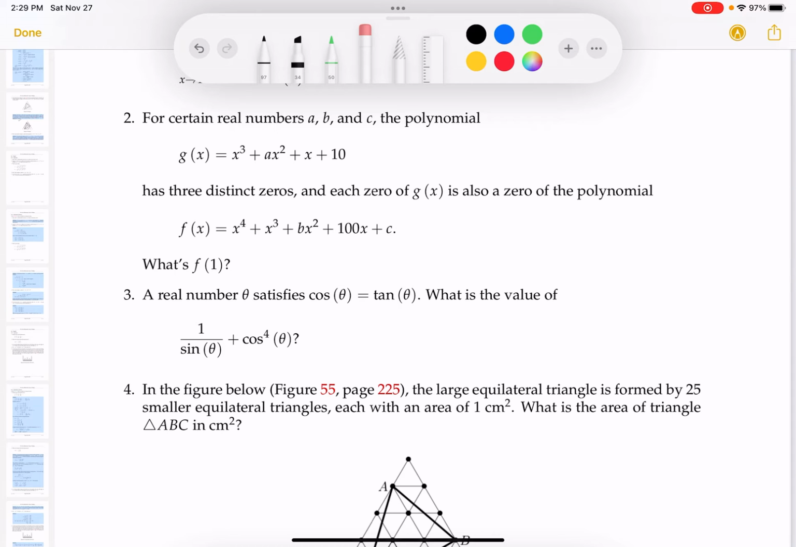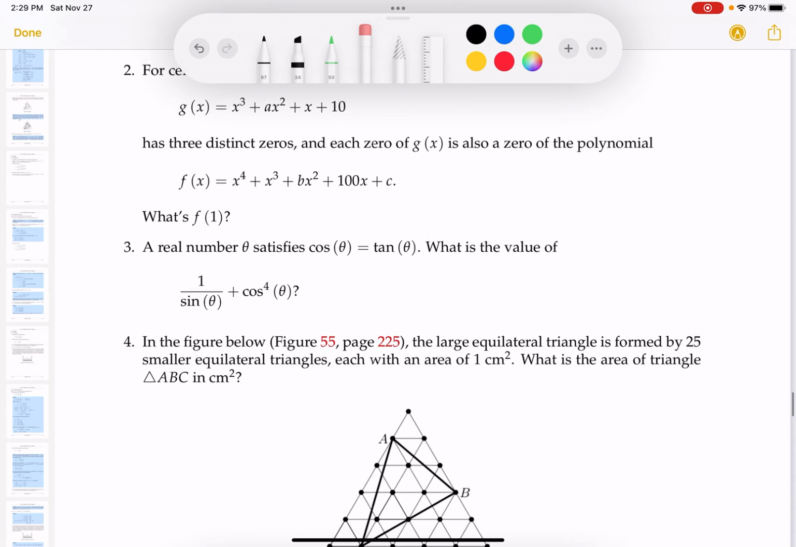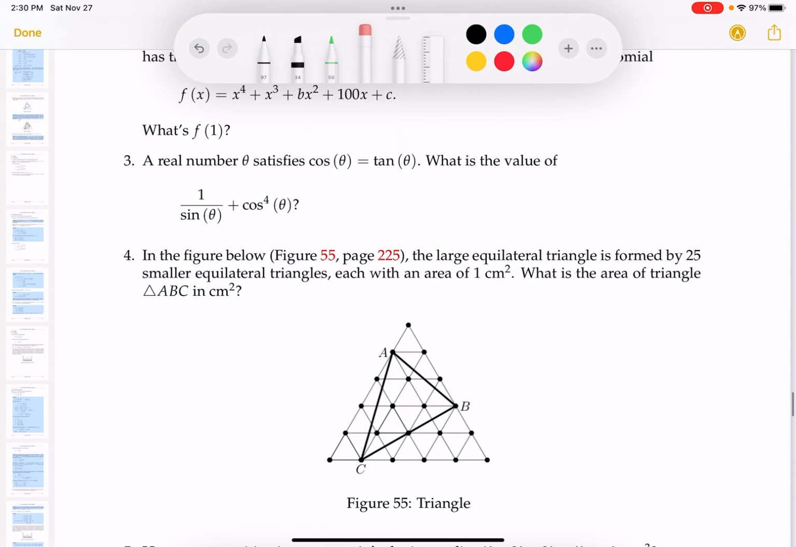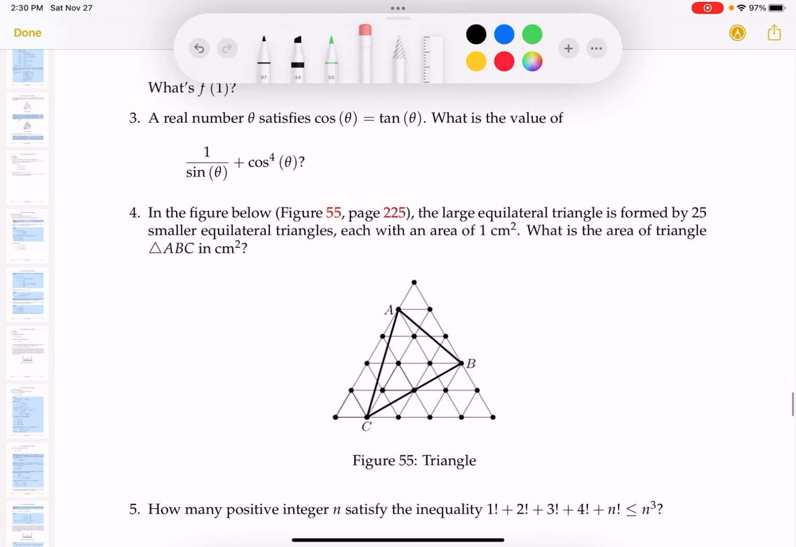So I'm going to do number 2. All right? Actually, number 3 doesn't look that bad right now. So a real number theta satisfies this. What is the value of? Now, let me write this down. I'm going to work with this.